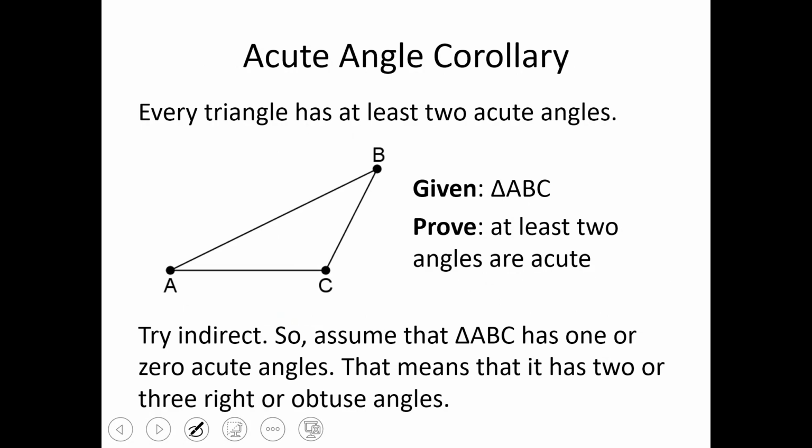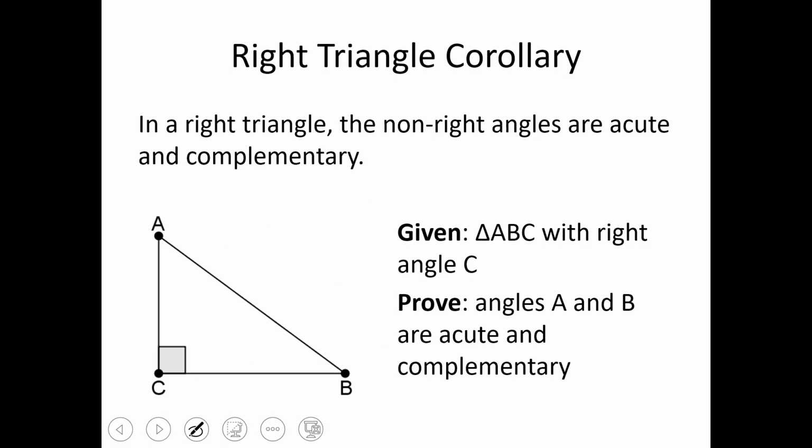That would be a triangle that has either 2 or 3 angles that are right or obtuse. And think about the sum of the angles of a triangle that has 2 or 3 angles that are right or obtuse. It must exceed 180 degrees. If you've got at least 2 that are right or obtuse, if you sum up those 2, you must be at least 180 degrees. And then, of course, when you add in the third angle, you'll exceed 180 degrees, which is impossible. So by the triangle angle sum theorem, it follows that every triangle has at least 2 acute angles.